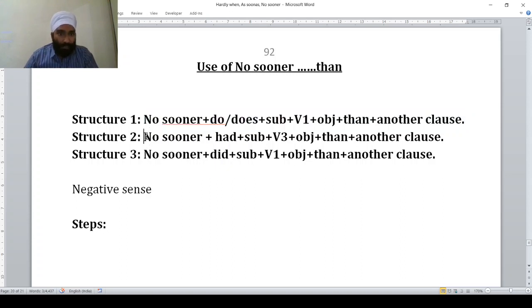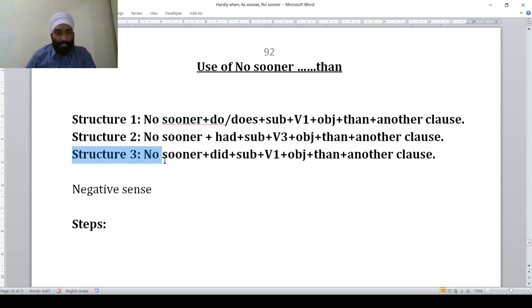So in the second structure we can see no sooner plus had plus subject plus V3. Here had means a perfect helping verb. We have used a perfect helping verb, so this is why we are using the V3 form. Thereafter the object follows, and before joining the second clause we use than. In the same way, here we have used had, so this is representing past perfect tense. In the same way we can use present perfect tense also.